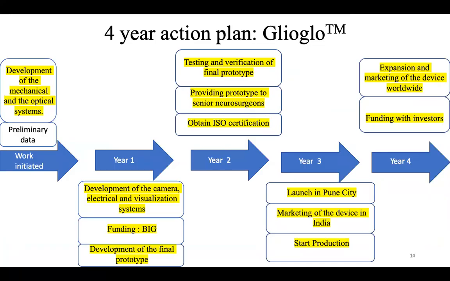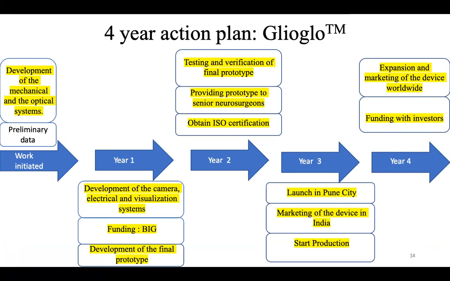This is a 4-year action plan where the initial work would be development of the mechanical and the optical systems. At the end of the first year, we aim to develop a camera, electrical and visualization systems and the development of the final prototype. In the second year, we intend to test and verify the final prototype, and our aim would also be to achieve an ISO certification in this period.